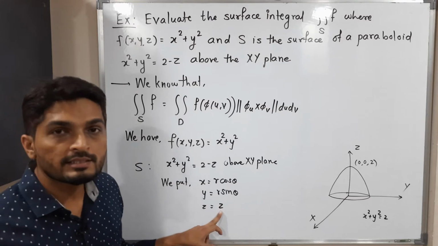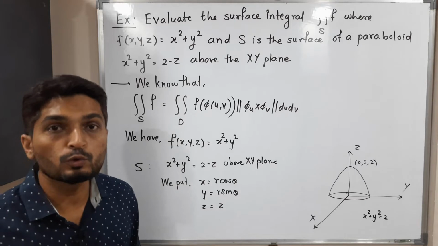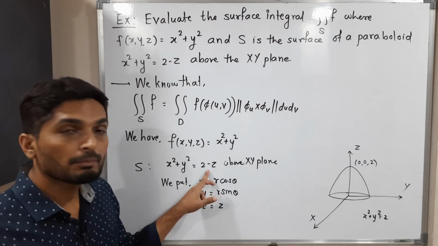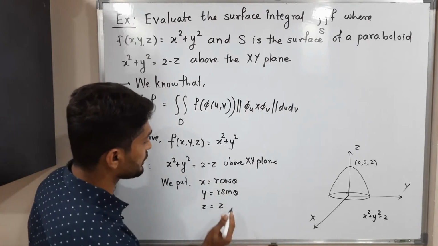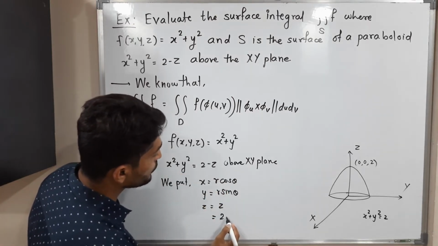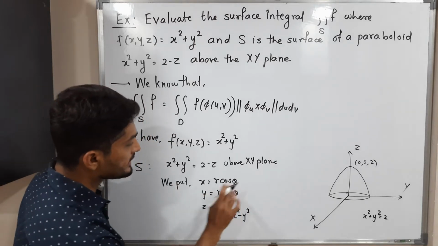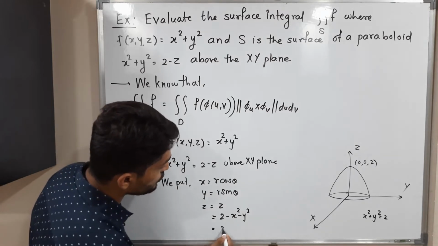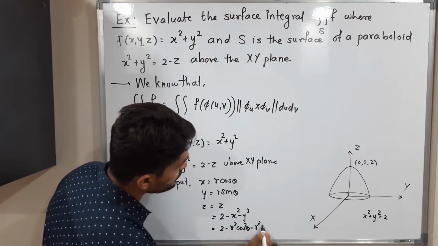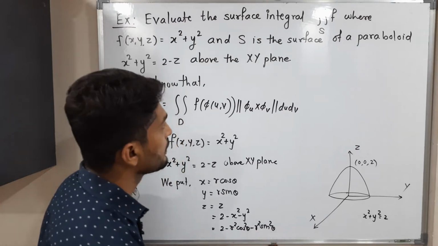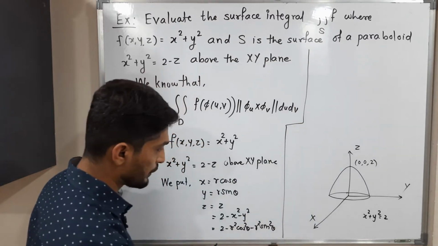So what do we have to do with this z? We have the equation of this paraboloid: x square plus y square is equal to 2 minus z. That means, will you tell me what the value of z is using this equation? Z is equal to 2 minus x square minus y square. You know that x is r cos theta and y is r sin theta. So let me put here, 2 minus r square cos square theta minus r square sin square theta.